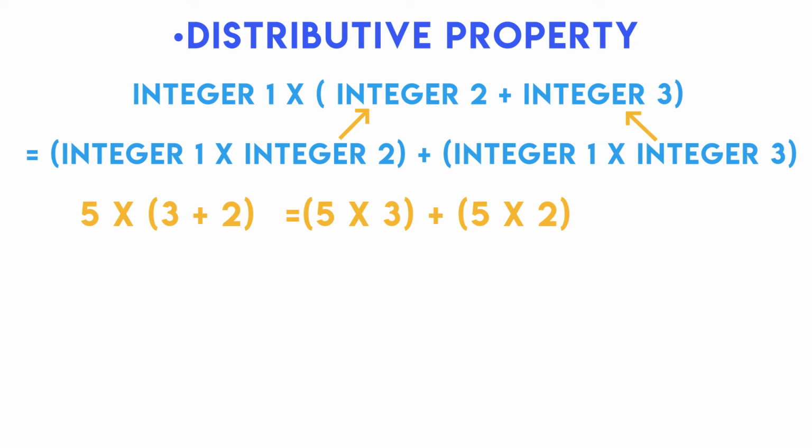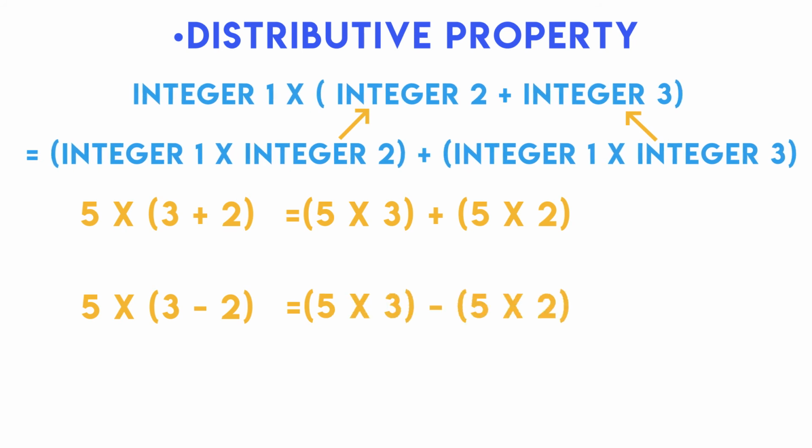The same property holds for subtraction. For example, if 5 is multiplied by subtraction of 2 from 3, then it is equivalent to subtraction of 5 multiplied by 2 from 5 multiplied by 3.